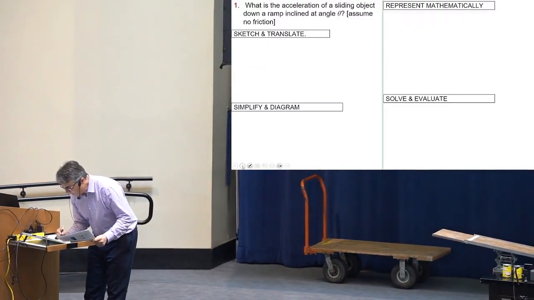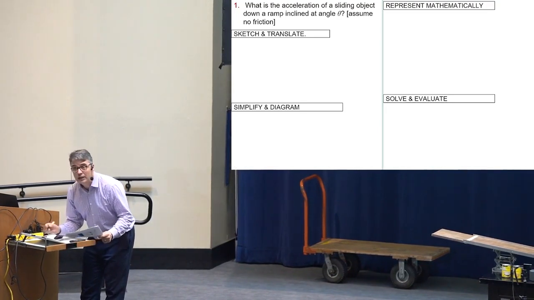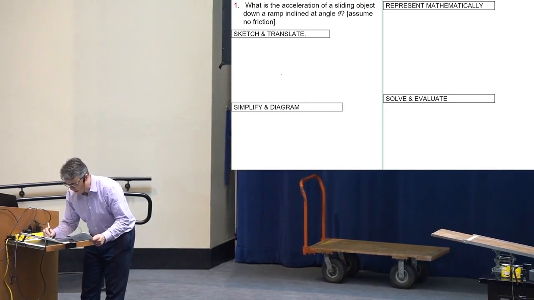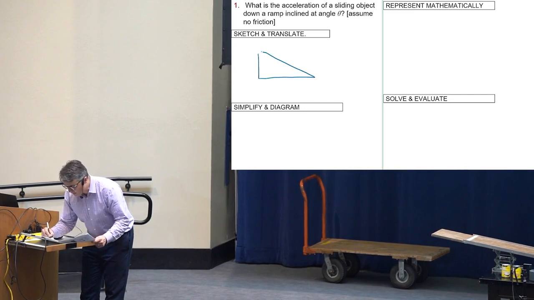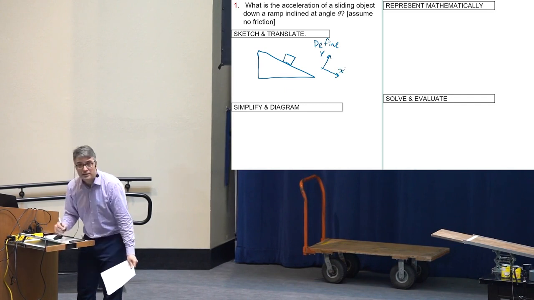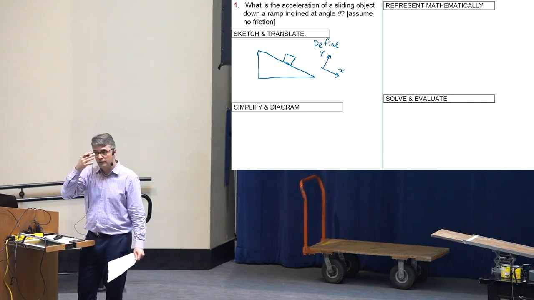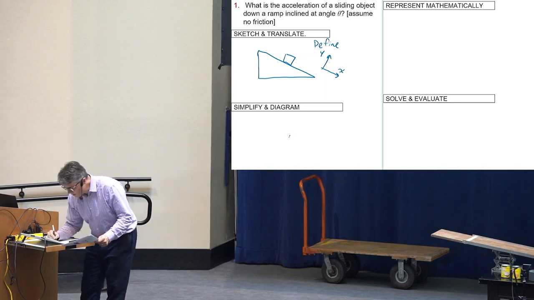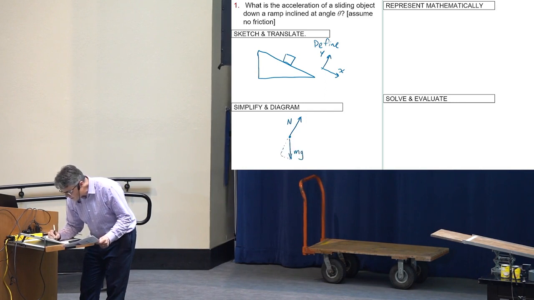Pretty easy. What is the acceleration of a sliding object down a ramp at an angle of theta? The sketch looks something like this. We use a block. We tilt our axes, so y is perpendicular to that surface and x is along the motion. The force diagram has N and mg. Don't forget to divide your mg into negative F_gy and F_gx.